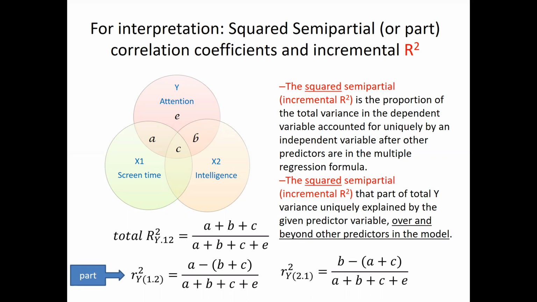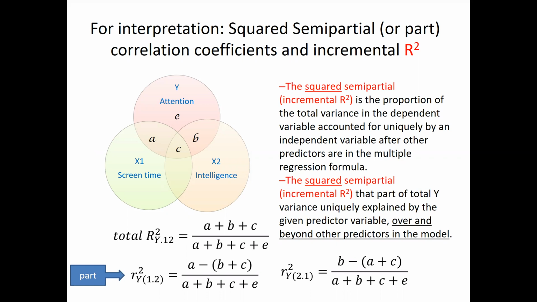Your part, which I wrote down here, confusingly, I know, but it was what easily fit into the little box at the bottom left, is denoted in your textbook as r squared y parentheses 1.2, with the parentheses disambiguating it from no parentheses in the partial correlation coefficient. It is still in the denominator total variance in y. But in the numerator, a minus b and c. So it's that proportion of total y variance uniquely explained by, in this case, screen time.